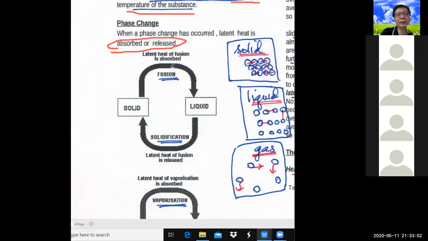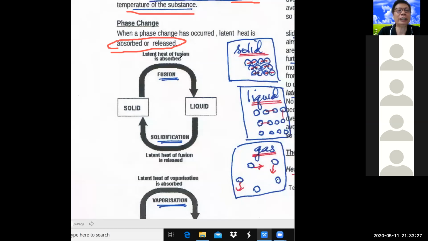You see here, from solid it changes to liquid. This is fusion, or we say melting. Melting is an English word, not a scientific term. The scientific term we call fusion. When solid changes to liquid, we call it fusion. If you don't understand, you can put melting here.